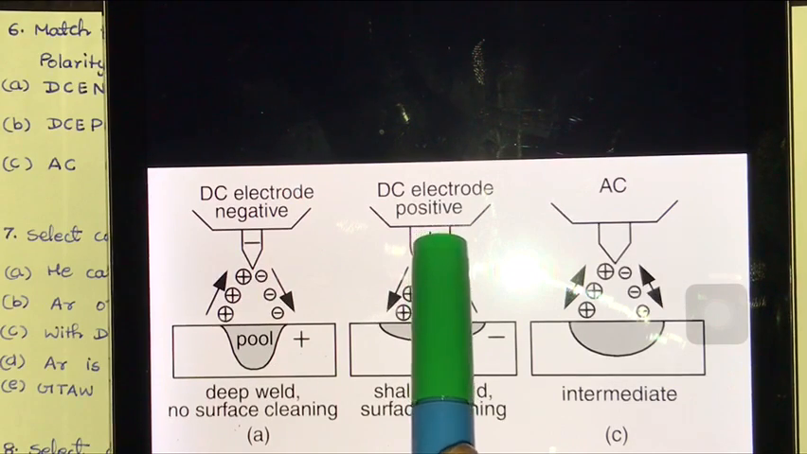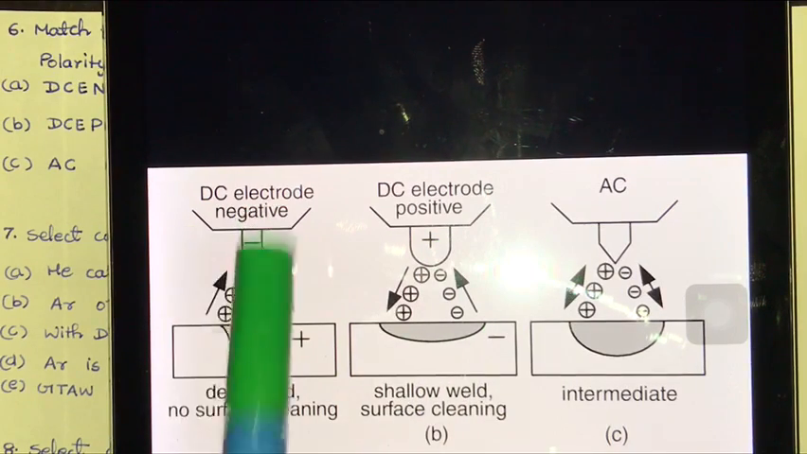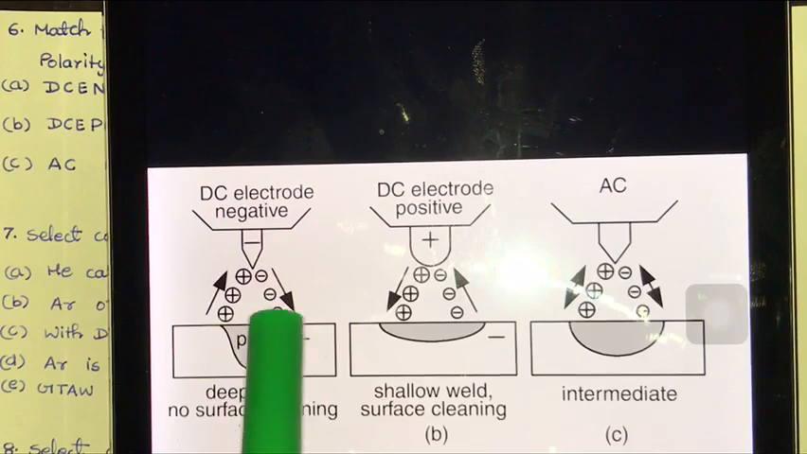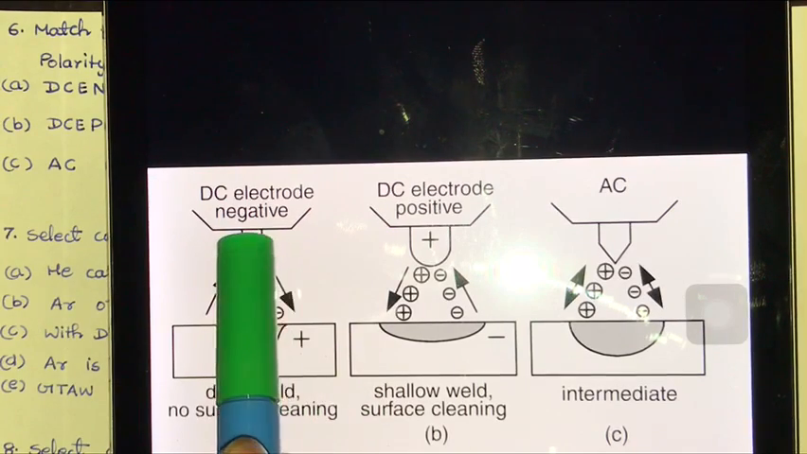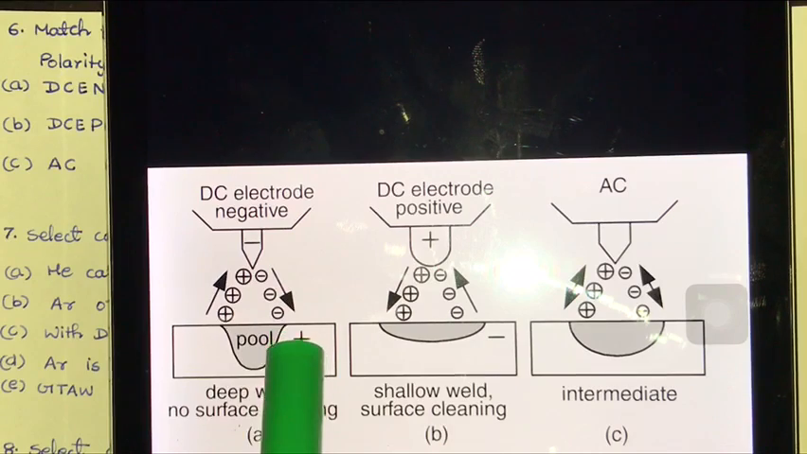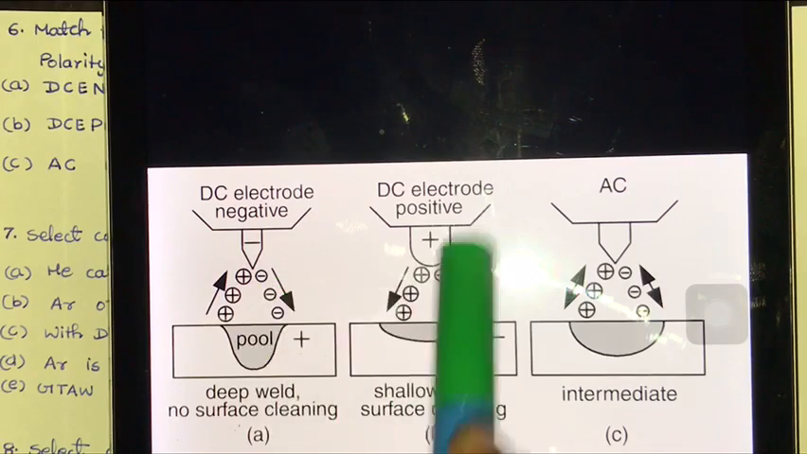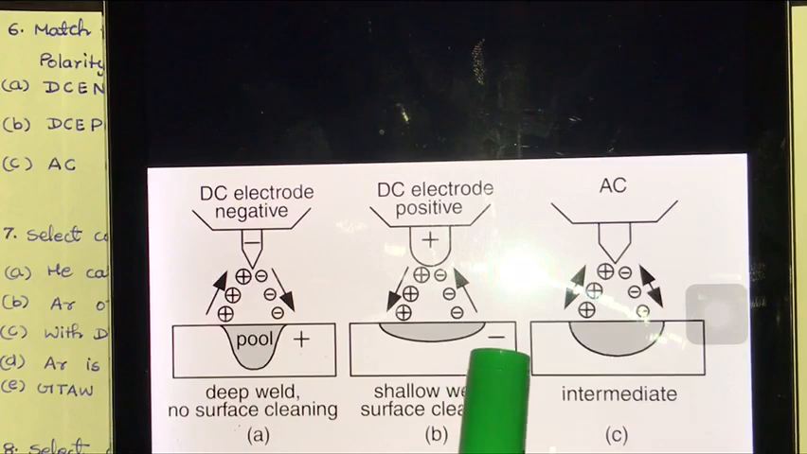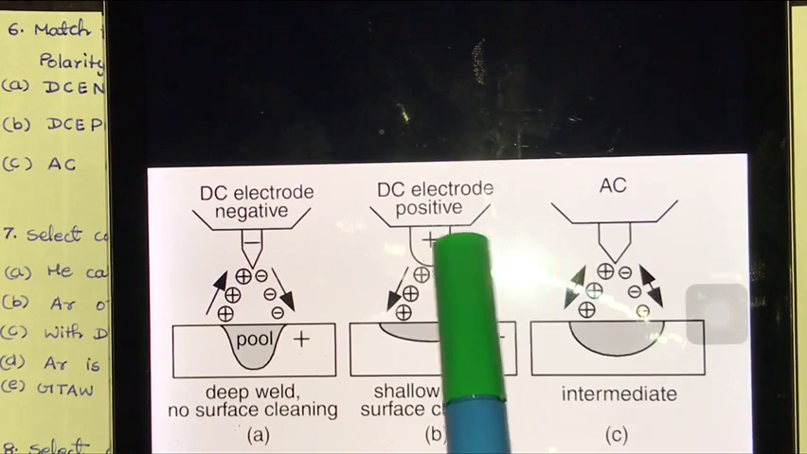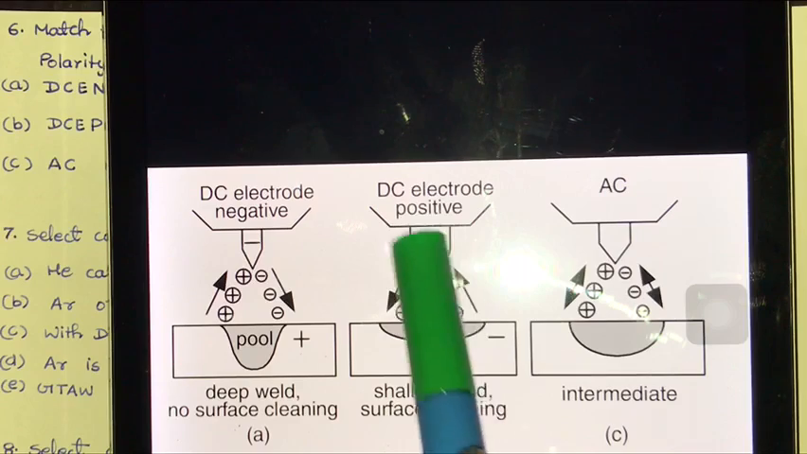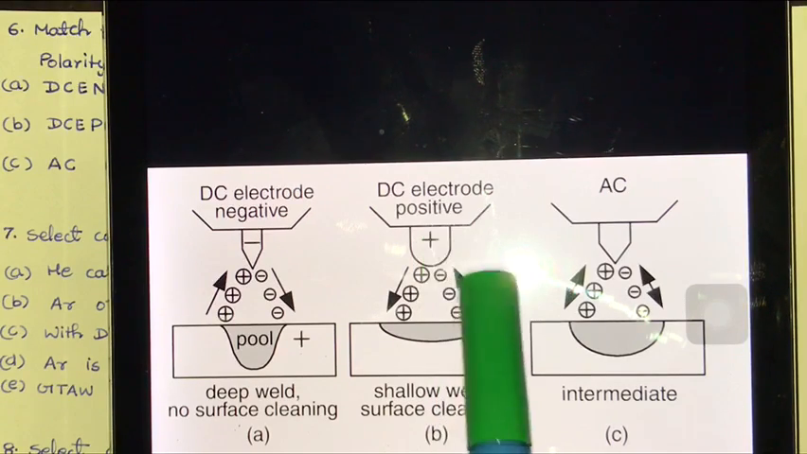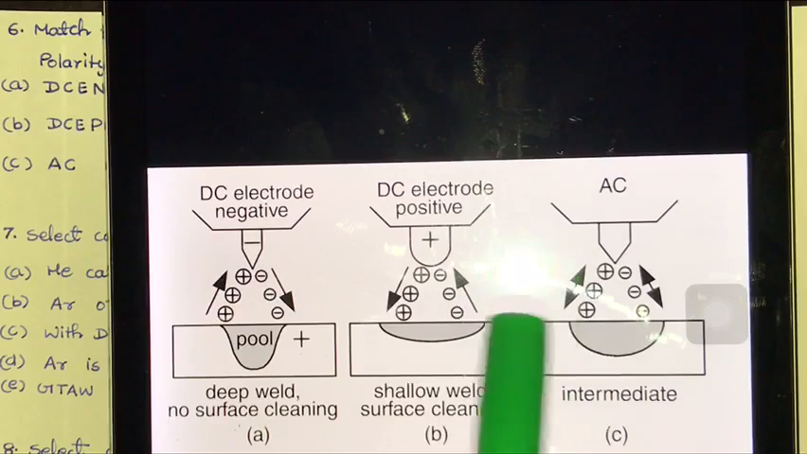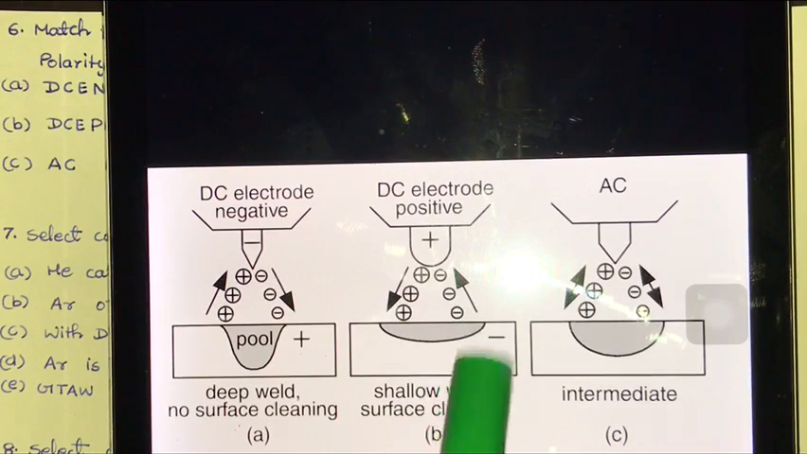So heating of the tungsten electrode takes place in DCEP, but in DCEN heating of the specimen takes place because the tungsten electrode emits electrons, and those electrons strike the specimen surface. Now this is just the opposite of the first one. Okay, so the heating effect is here, the melting is taking place at the tungsten electrode, hence in that case a shallow weld is produced. So this is shallow weld, there is not much deep welding.